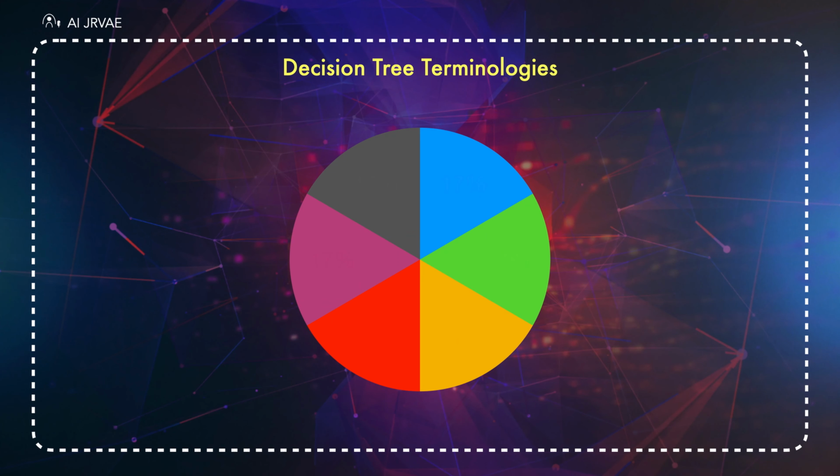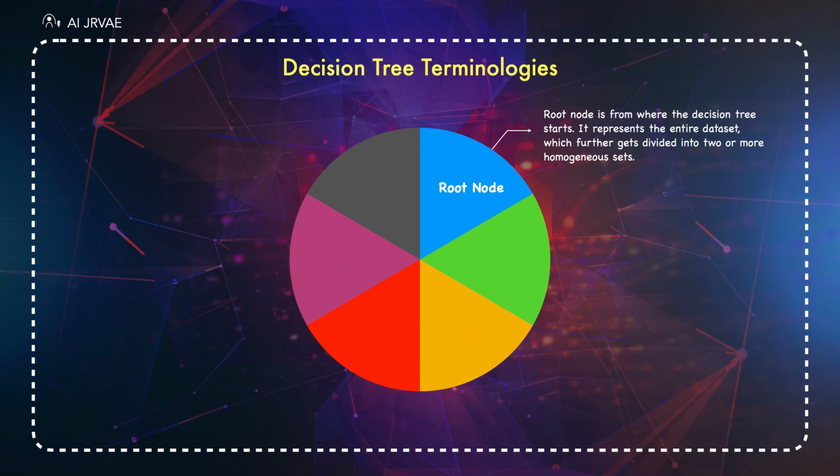Decision tree terminologies. Root node. The root node is where the decision tree starts. It represents the entire dataset, which further gets divided into two or more homogeneous sets. Leaf node. Leaf nodes are the final output nodes, and the tree can't be segregated further after getting a leaf node.